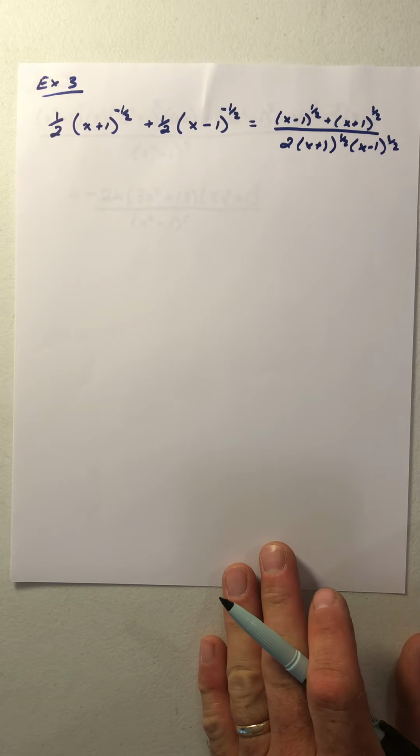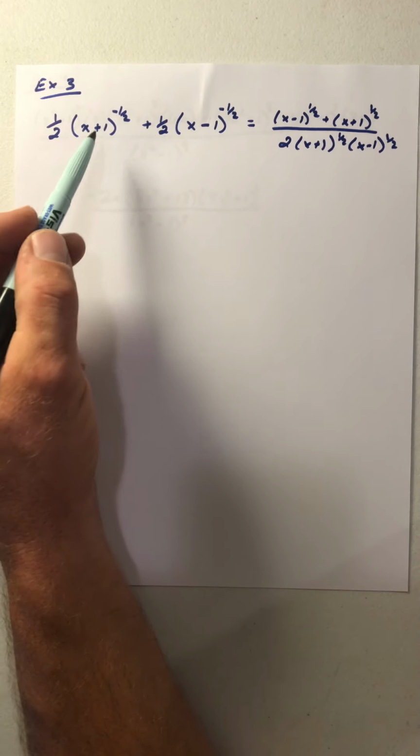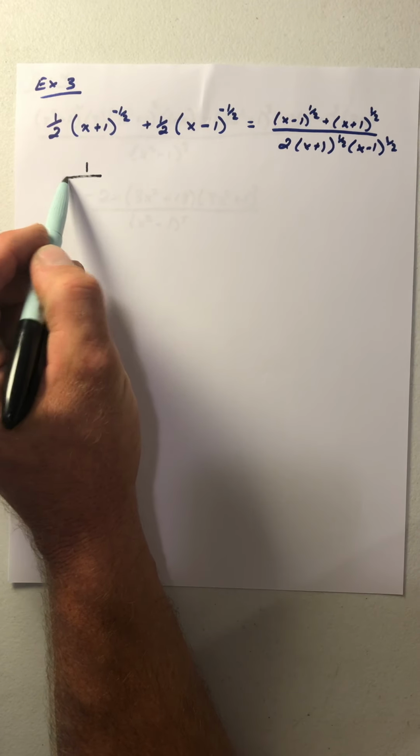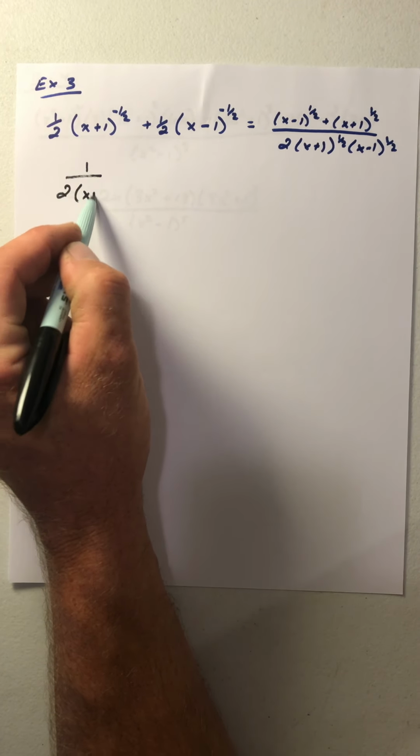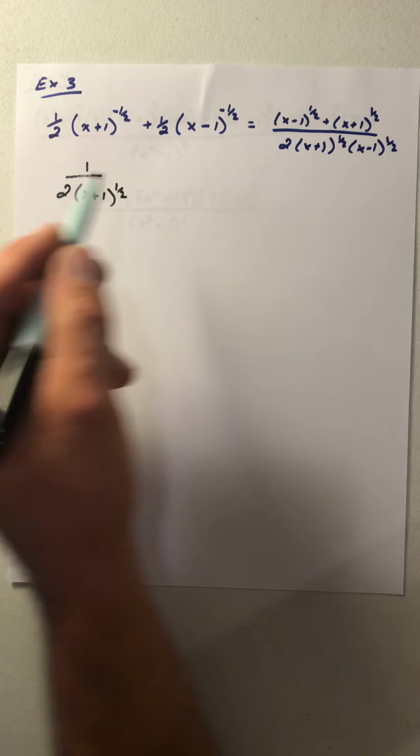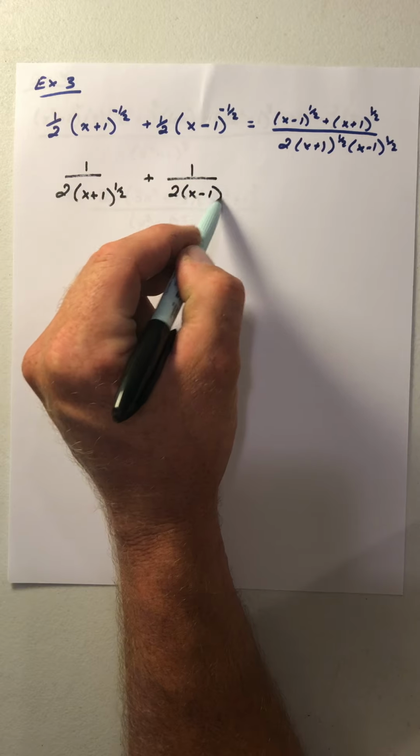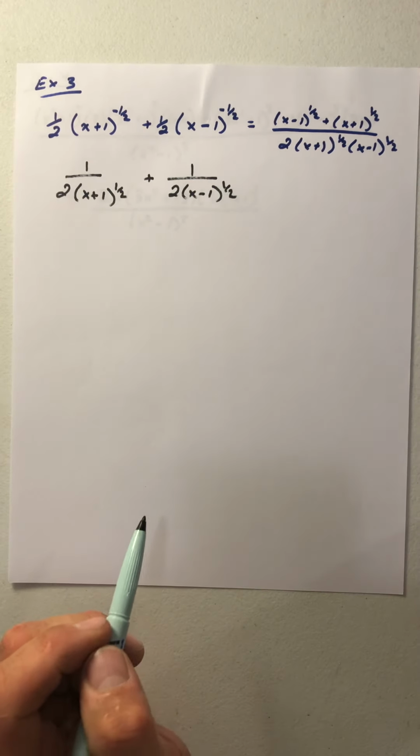Another one here, some negative exponents to work with. Again, we can take those negative exponents to the bottom of that term. So we have 1 divided by 2 times x plus 1 to the positive 1 half. To that, we're going to add 1 over 2 times the quantity of x minus 1 to the 1 half.